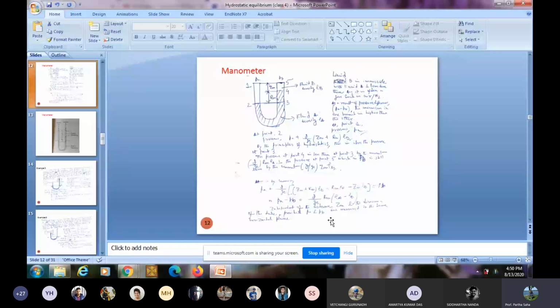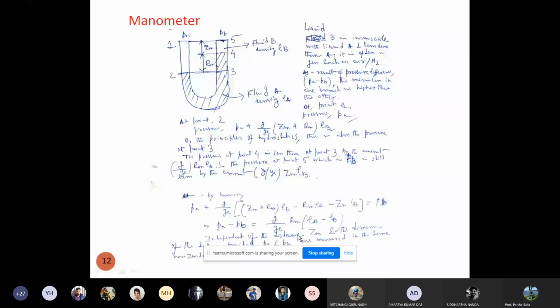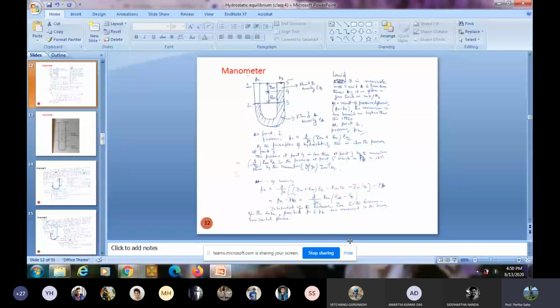What you see from this expression is that it is independent of the distance Zm. Zm is the height difference from top to bottom. This is independent of Zm, but it is dependent on the difference in height between the two U-tube arms. That is very important. It is dependent on the difference in the liquid levels between these two arms, that is Rm. And it is also independent of the tube diameter. Okay, this is independent of the tube diameter.